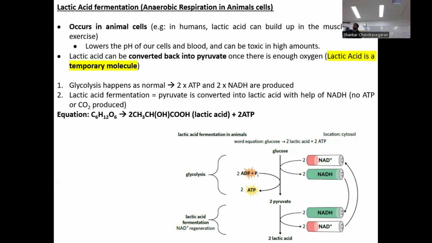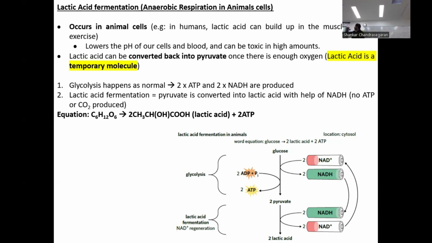So what happens to the lactic acid is that it is brought to the kidneys once there is enough oxygen, and it is broken down. Sorry, it is converted back into glucose and then brought back into the cells again. All right. So it's important to note it is a temporary molecule. It's not something that the body makes to keep for a long time. It wants to just keep it temporarily and then convert it back into glucose when it is ready. And this happens in the liver. You don't need to really know this, but essentially it's good to know that lactic acid isn't stored in the body. It is converted back into glucose, and that happens in the liver.